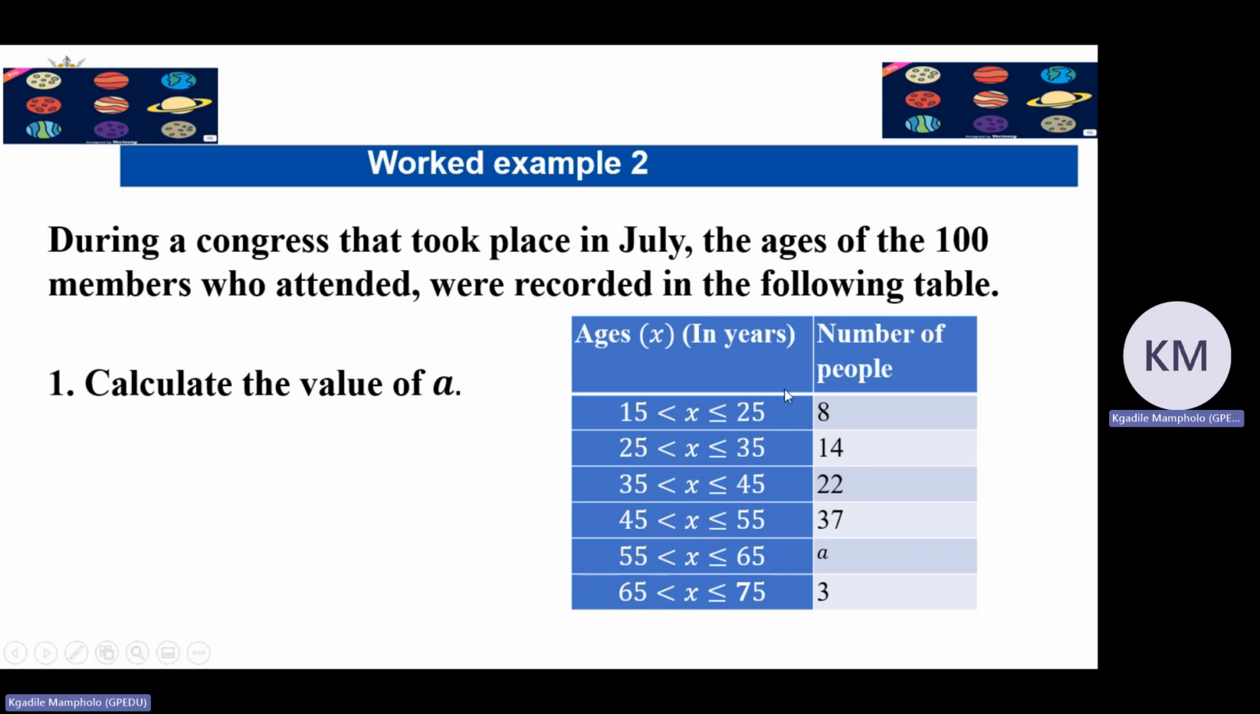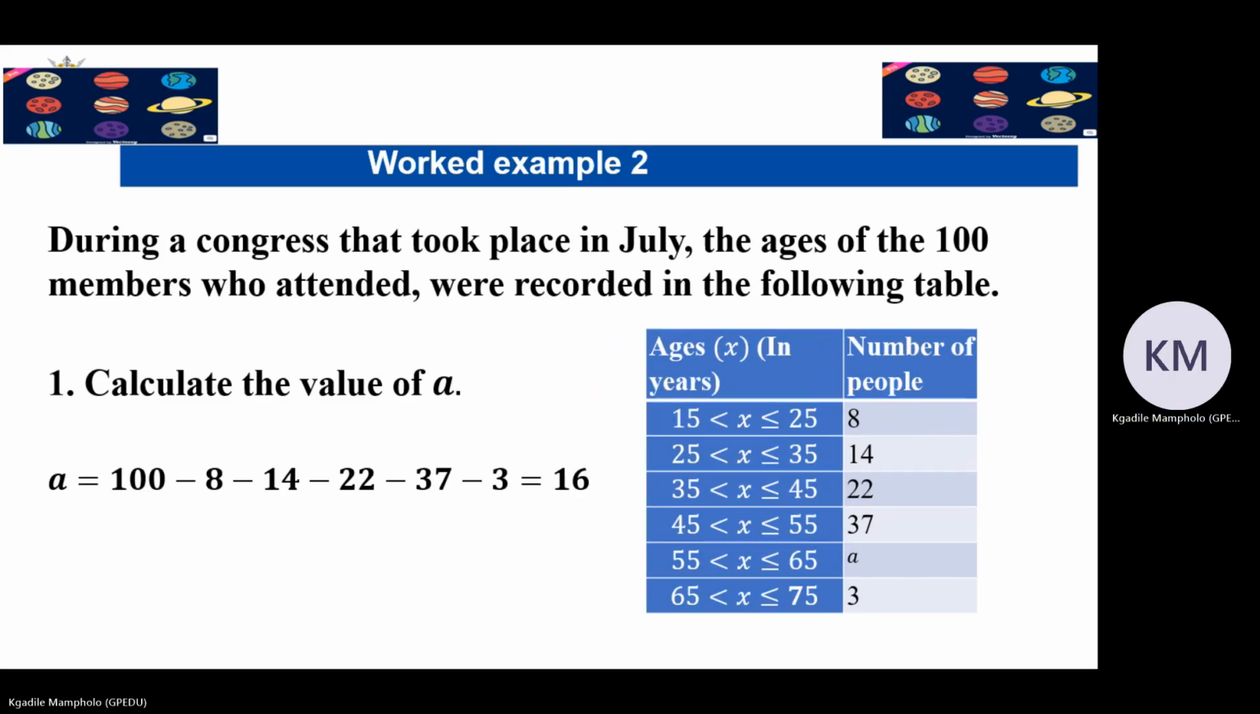So they can't just give you an unknown value in a frequency table without giving you something in the statement that will help you to calculate that unknown value. Now, we calculated A. We say A is equal to 100 minus 8 minus 14 minus 22 minus 37 minus 3. Then A is equal to 16.